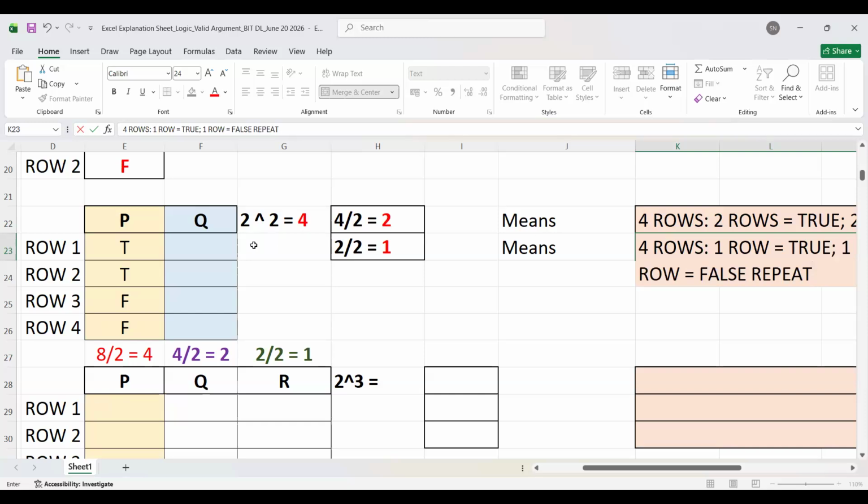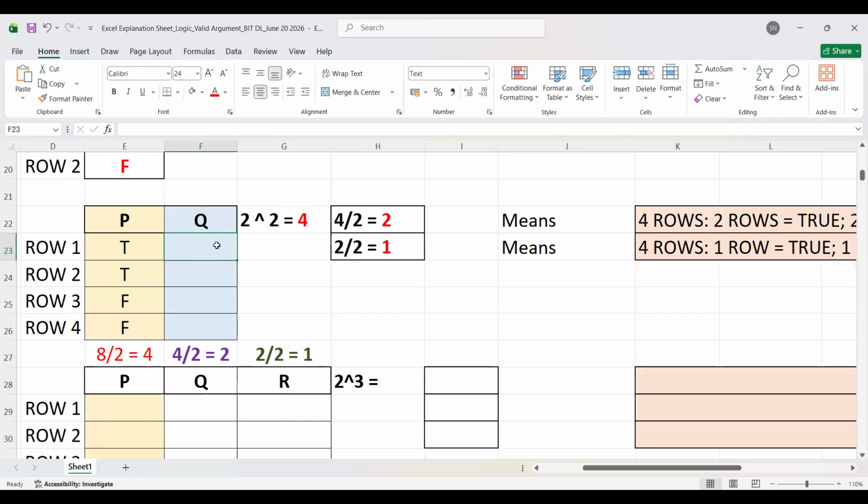So here, for the Q, we have 1, 1. So 1 true, followed by 1 false, 1 true, followed by 1 false. So you see that when there are 2 statements, either both of them are true, or one is true and the other is false, or the other is false and one is true, or both are false.